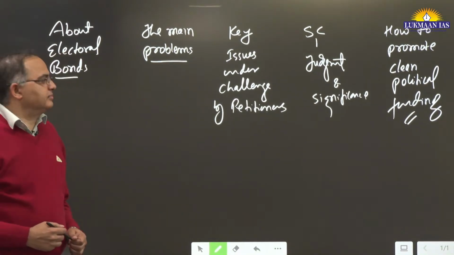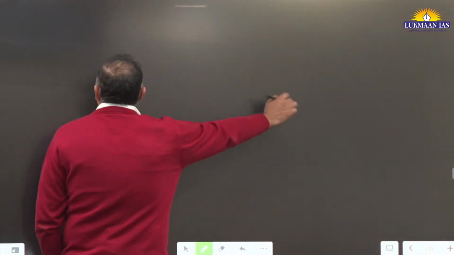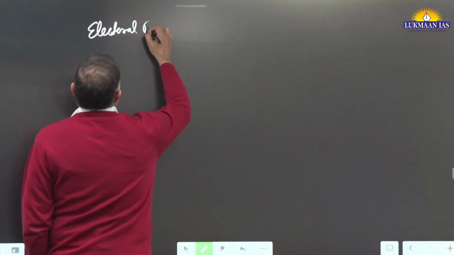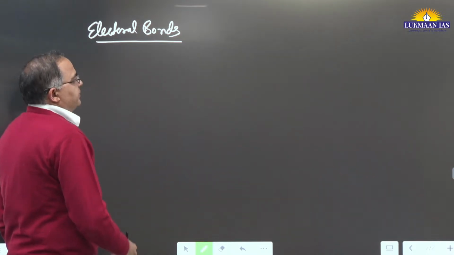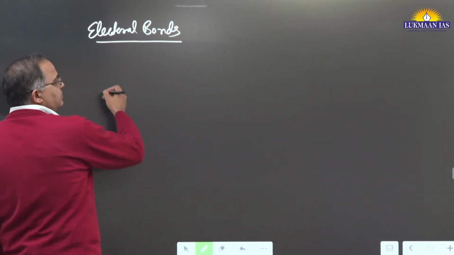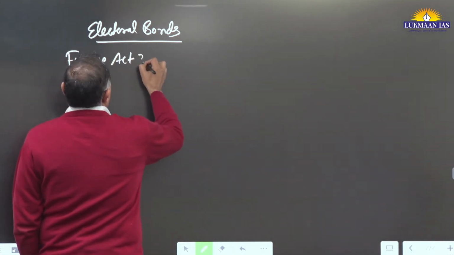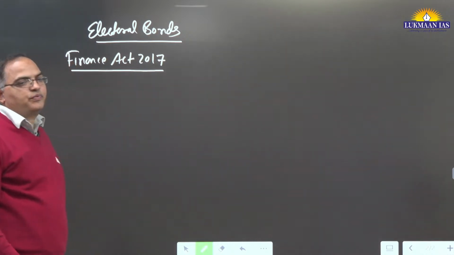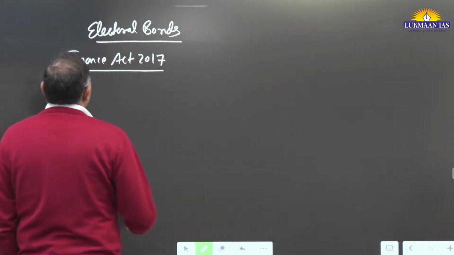So you may be familiar with electoral bonds, isn't it? It was introduced through the Finance Act, isn't it? So this Finance Act brought four major amendments, which we relate to.